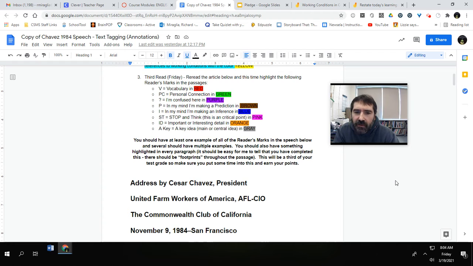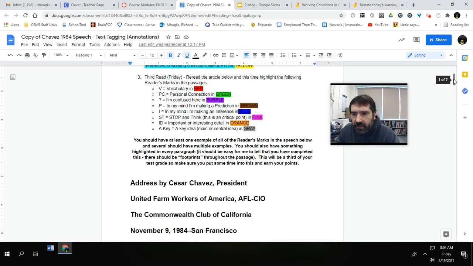You should be able to explain why you picked each of these. Inference is when you connect all the dots. That's in blue. Stop and think. That's in pink. Important or interesting detail, orange. And a key idea, main idea, in gray, when he stresses something. You should have 3 to 5 reader's marks in each paragraph.